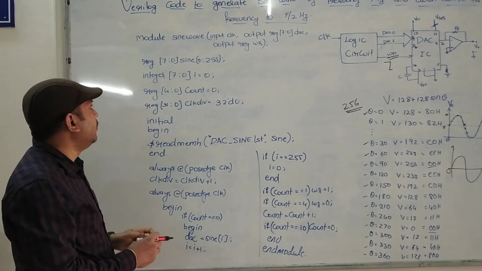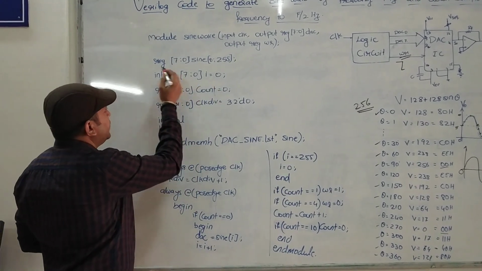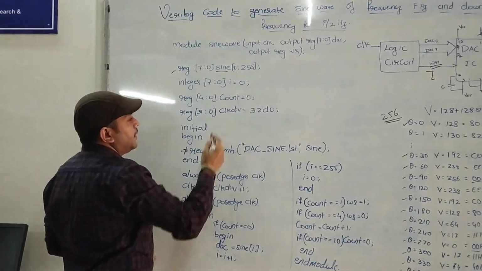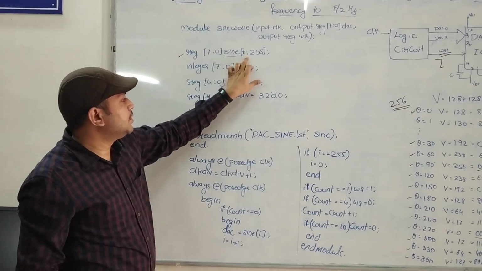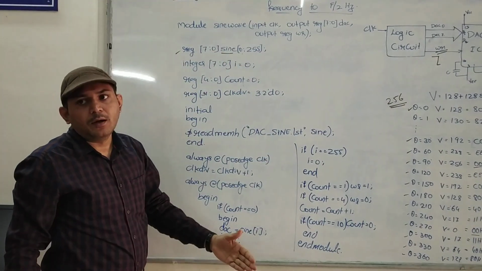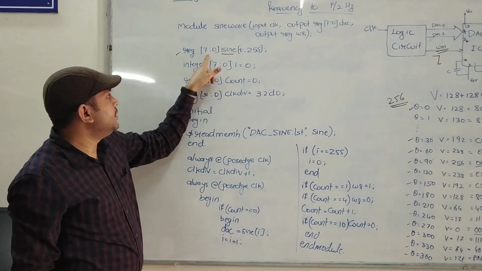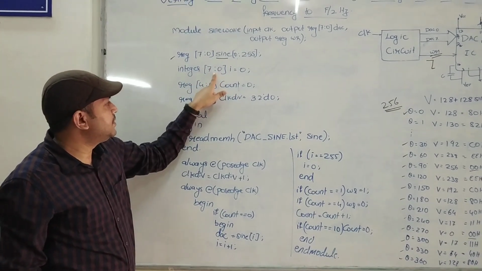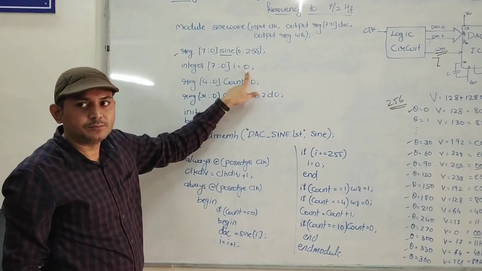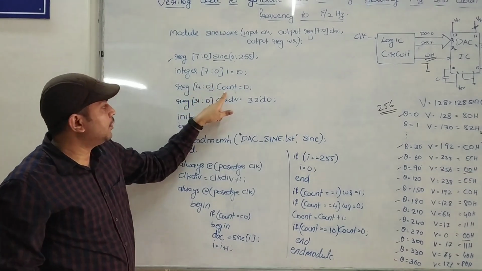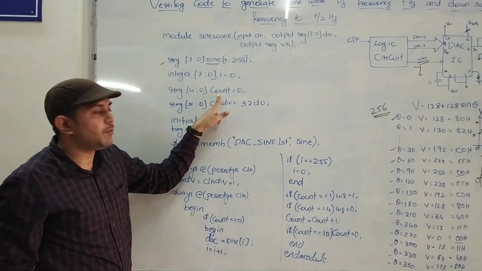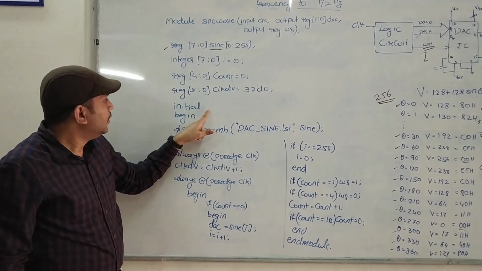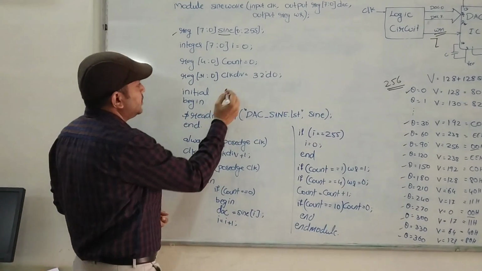Now I'll make use of one more value here, sine. It is an array, a memory kind of thing. From 0 to 255, so 256 memories are declared and each memory is of 8 bits. And an integer i is declared as 0. Next, in order to count the clock pulses, I require one more variable called count, which is of 5 bits.